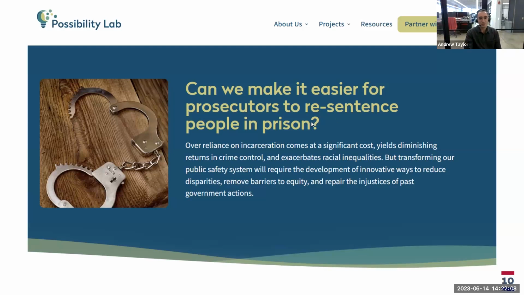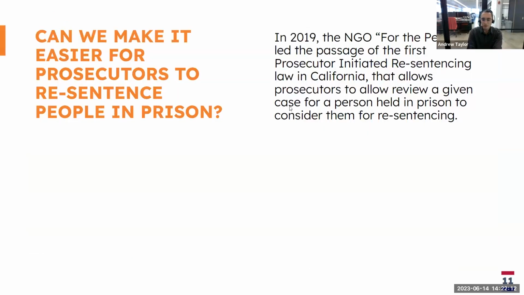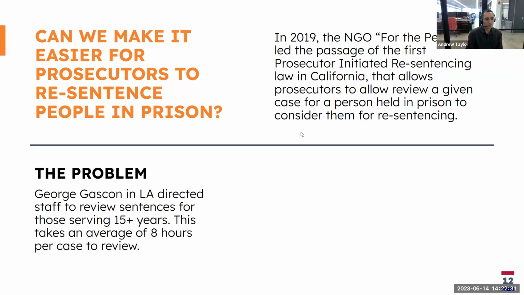And to phrase this in the form of a very precise problem they are trying to solve, for some context here, in 2019, nonprofit For the People helped lead the passage of the first prosecutor-initiated resentencing act in California. That means there's the power for prosecutors to initiate resentencing without waiting for a petition. If we follow some of the information associated with the press release from this project, you can see that George Gascon in LA directed his staff to review sentences for everybody in prison serving more than 15 years.